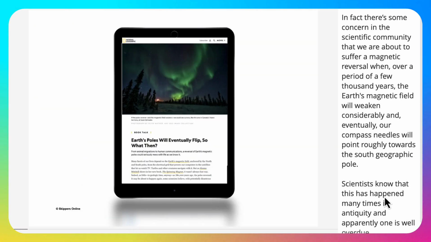In fact, there's some concern in the scientific community that we are about to suffer a magnetic reversal, when, over a period of a few thousand years, the Earth's magnetic field will weaken considerably, and eventually our compass needles will point roughly towards the south geographic pole. Scientists know that this has happened many times in antiquity, and apparently one is well overdue. But let's not worry too much about that for now.